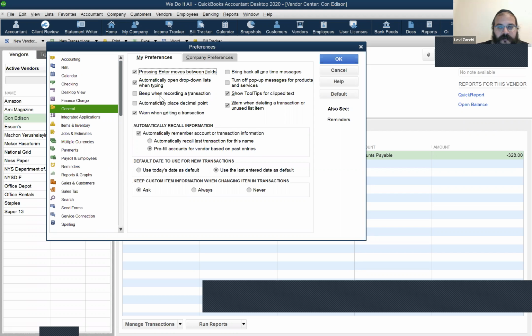Beep when recording transaction. This is where you could finally get rid of all those annoying beeps that you may have had, or if you like it, or you didn't have it, you could put it back in. If you edit a transaction and you go out of it, it warns you if you're sure you want to save it. The assumption is you're creating new transactions, so it doesn't ask you if you want to save; it just saves it. But if you go into a transaction, maybe you wanted to look at something and you opened it up by mistake, and you changed something and it's wrong, it's going to ask you that question, to make sure that you really did that change consciously.